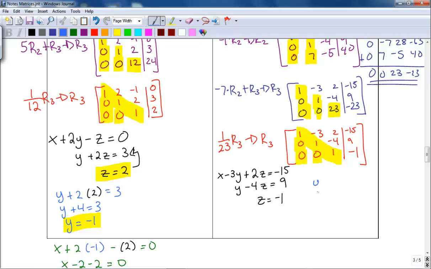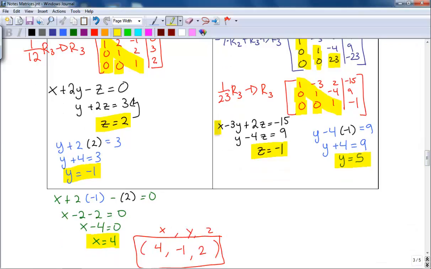So instead of y minus 4 times z, I'm going to replace z with -1, and that's going to equal 9. Well, cleaning up, I get y plus 4 equals 9. If I subtract 4 from both sides, y is going to end up being 5. So far I have that z is -1 and y is 5. All I'm missing is my x. Well, how would I find that x?